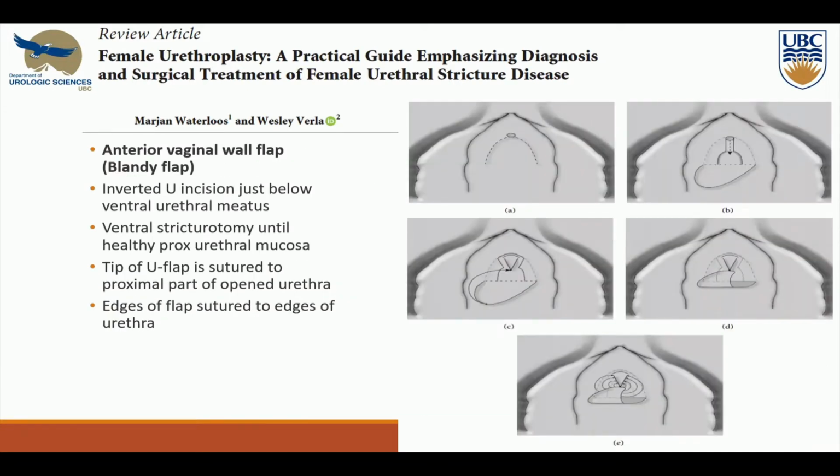There's been different flap techniques reported. So this is an example of an anterior vaginal wall flap. All of these techniques, it really just depends on where you're getting your flap from and where you're making your stricturotomy. So for the anterior vaginal wall flap, you just make an inverted U incision kind of below the ventral urethral meatus. You make a ventral stricturotomy, and then you're just rolling the flap so that the tip of the flap goes to the proximal part of the open urethra, and you mature the edges of the urethra with the rest of the flap.